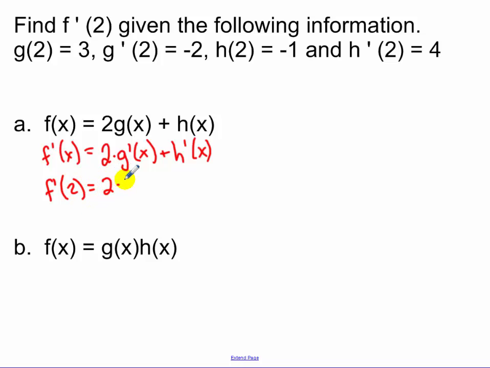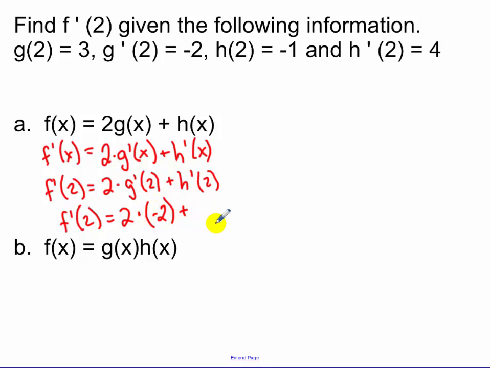Please show me all of this work so that, A, you could get some partial credit, but also so that you're showing me that you understand what you're doing. Now g prime of 2. G prime of 2 is right here. That's negative 2. And I want you again to show me all of these substitutions. H prime of 2 is 4. So I have negative 4 plus 4. That's going to be 0.